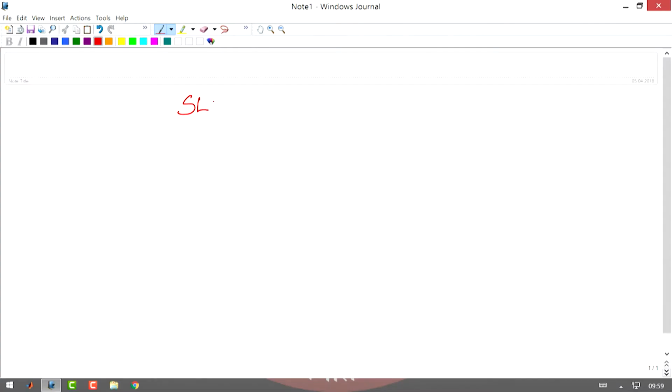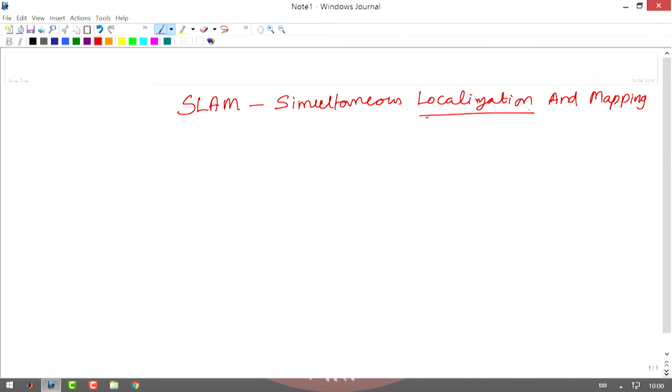SLAM, for simultaneous localization and mapping. So, there are two things happening, localization and mapping, and that is happening simultaneously.